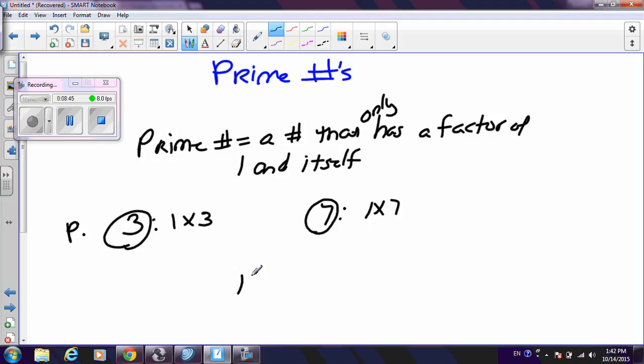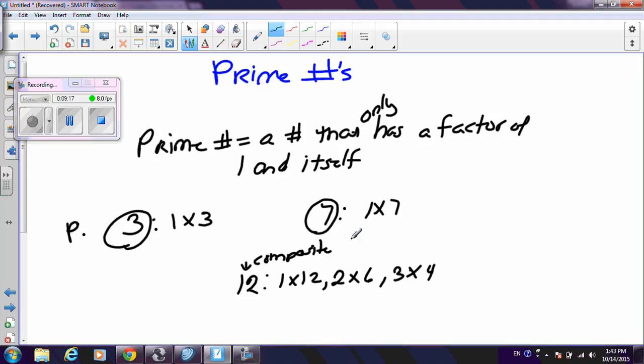Now, what about 12? What are the factors of 12? Well, we have 1 times 12. Then we have 2 times 6. And then we have 3 times 4. Well, guess what? He has more factors than just 1 and himself. So this guy is not prime. This would actually be considered composite.